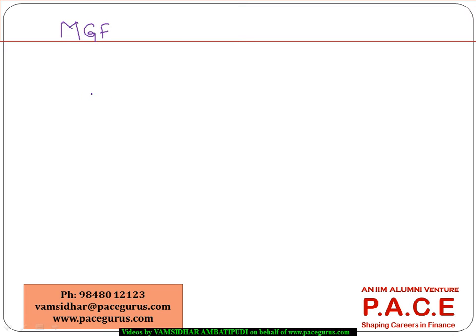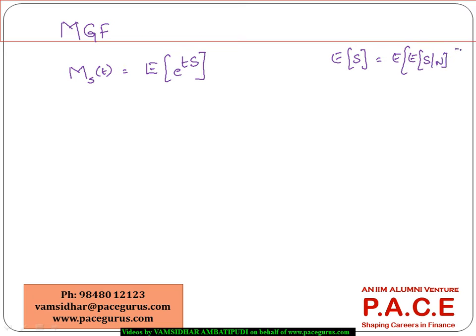So from that perspective, first of all, just going with a moment generating function for S, we can very well write it as the expected value of e power tS. Now, this I can also write the way I wrote expected value of S as expected value of S given N. The same logic, if I put it here: expected value of e power tS given N. I can write it like this.